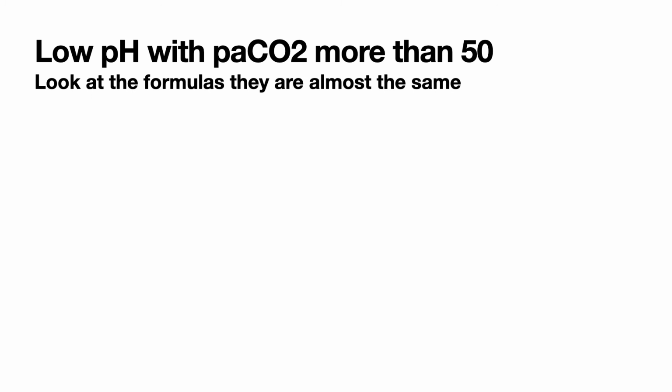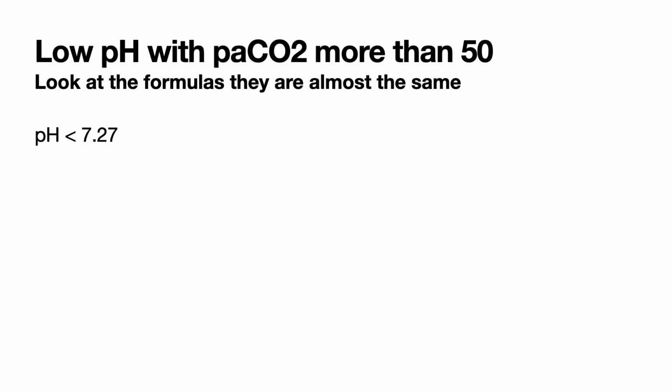So let's say that you have a low pH with a PaCO2 more than 50. Well, if you don't find anything else, you may want to start checking if there is an anion gap. If there is an anion gap, you can use the other ways that I just told you and go to the Winter's formula. But let's say that you don't find an anion gap and you don't find another disorder, and you're going to see that the formulas are not very different.